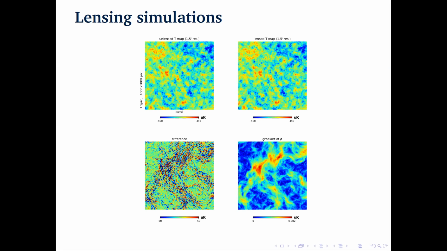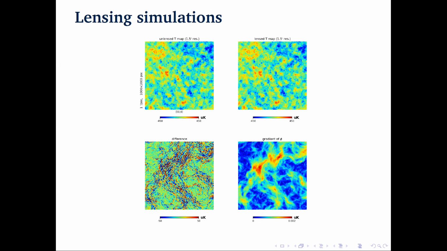And for our analysis, we simulate some unlensed and lensed maps. And here is an example of that. This is a cutout of an unlensed map, and we use a lensing potential generated from CMB with a cosmology that agrees with the Planck 2018 results.